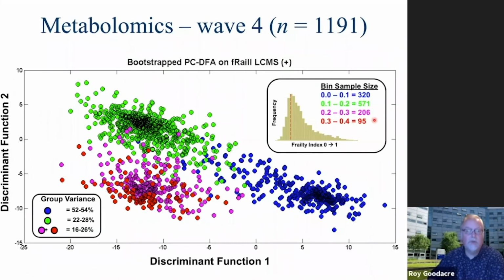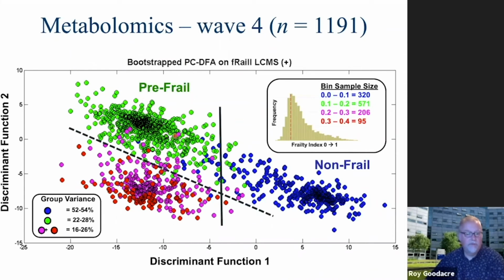The first analysis we did was on wave 4, and we measured nearly 1,200 people. We did PC-DFA, a linear discriminant analysis algorithm. We separated into 4 groups and asked, can you separate them? We bootstrapped this, and this is the result on the test set. If we look at this, we can separate out non-frail from people who are pre-frail and people who are more frail. Because we had an imbalance, when we did our knowledge discovery, we adjusted for this and made sure that we weren't overlooking people in the pre-frail category.